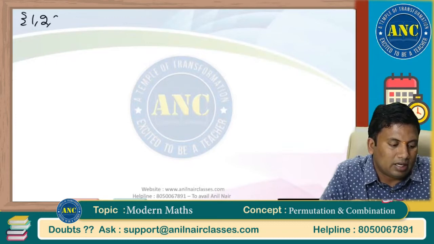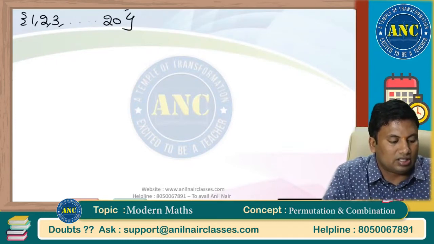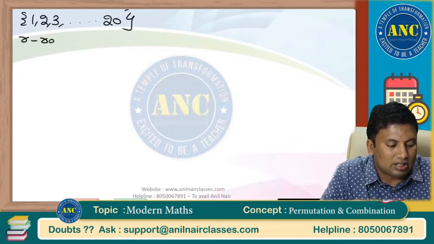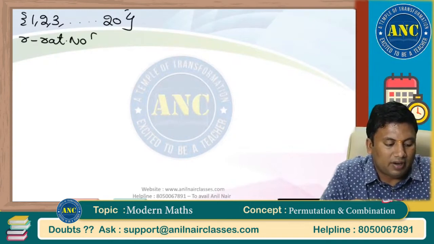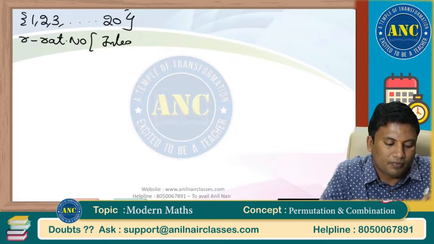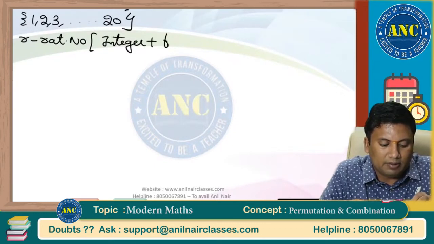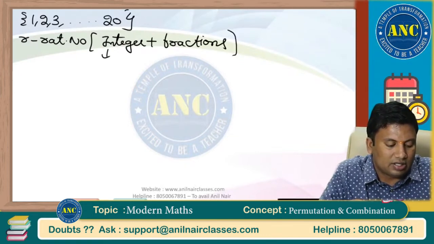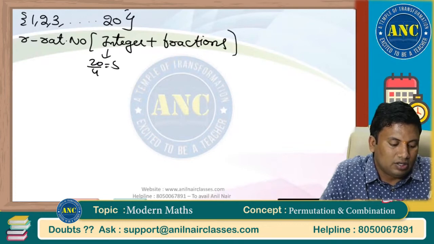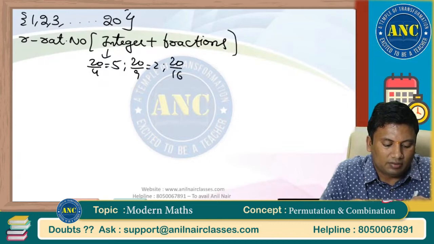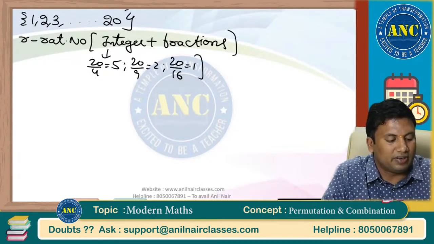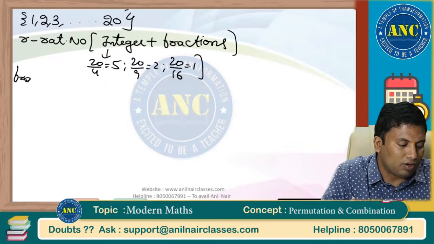Instead of counting, directly you can deduce it. 1, 2, 3 till 20. R is nothing but a rational number. If R is a rational number, it should be integer plus fractions. For integers, we already got the answer: 20 by 4 is 5, 20 by 9 is 2, 20 by 16 is 1, which is nothing but 8. We got the answer. Suppose I want it in fractions. So for fractions, what will we do?